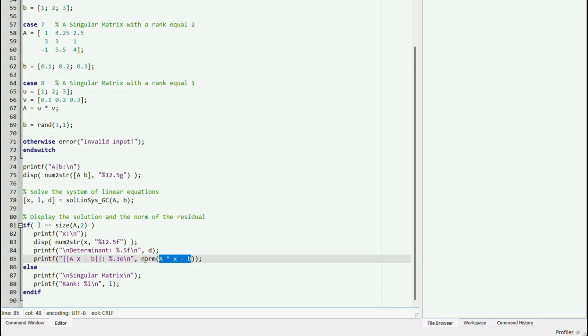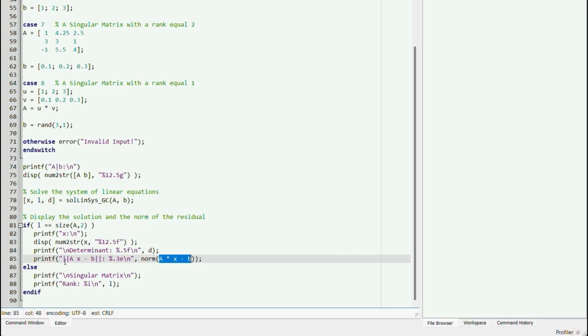If the norm is close to 0, then everything is fine. We have the solution with good accuracy. Otherwise there is a problem in our algorithm. Of course, there are no problems, but always check.